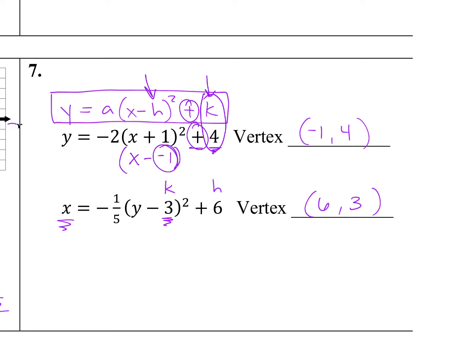So if that number's positive, you keep it positive. If that number here was -4, then it would be a -4 for that. So just remember, it's always opposite of what it looks like inside the parentheses. It's always the same as what it looks like outside of the parentheses. Okay?